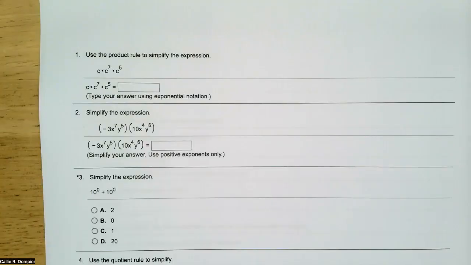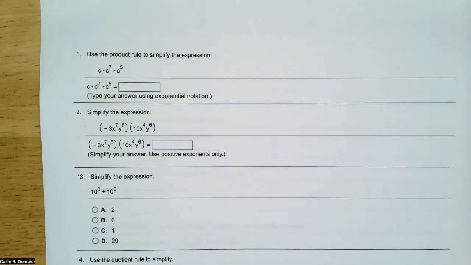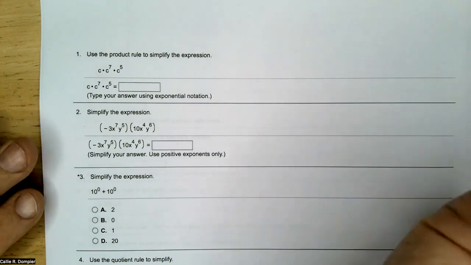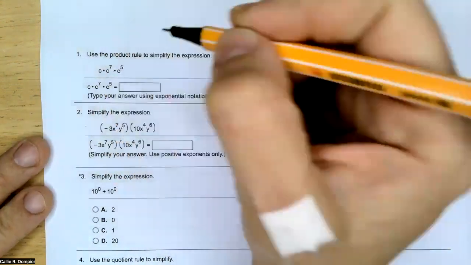All right, this is a study guide for exam 4. And I'm just going to work each answer and you can follow along. I would, as usual, suggest that you work on it first, and then if you get stuck, look at how I did it. So first one, we're just using the product rule for exponents.